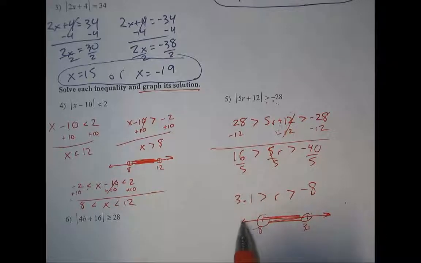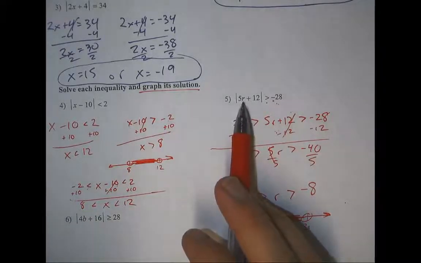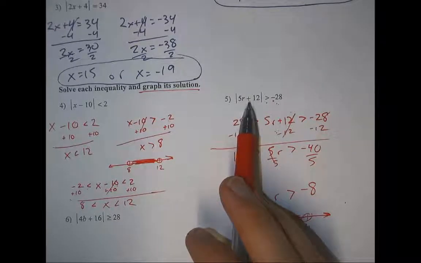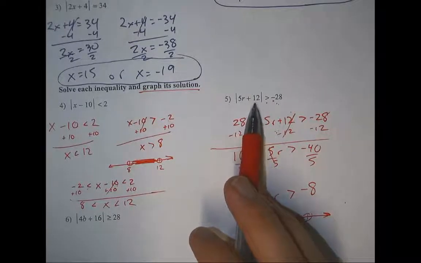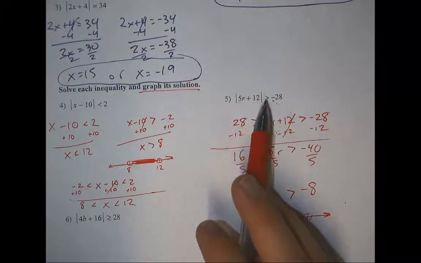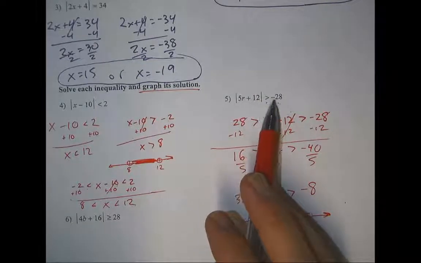Well, what about down here? If we have negative 10, 5 times negative 10, that's negative 50. Negative 50 plus 12, it's negative 38. But when I take the absolute value, it becomes positive 38, and it's greater than this.